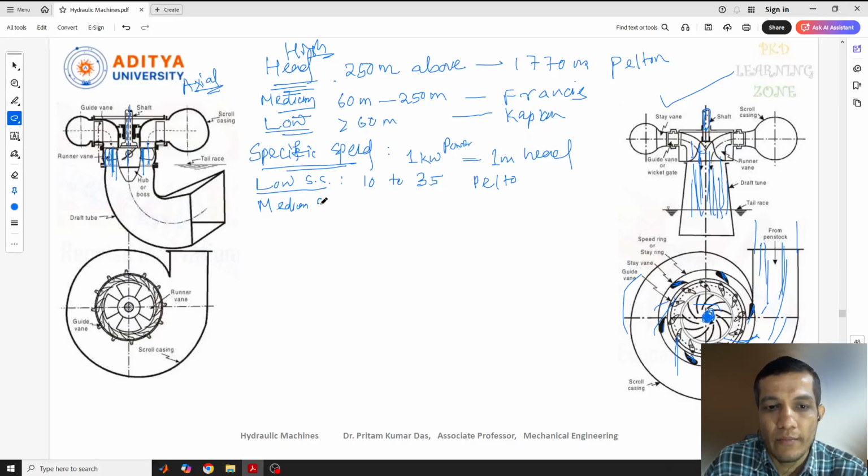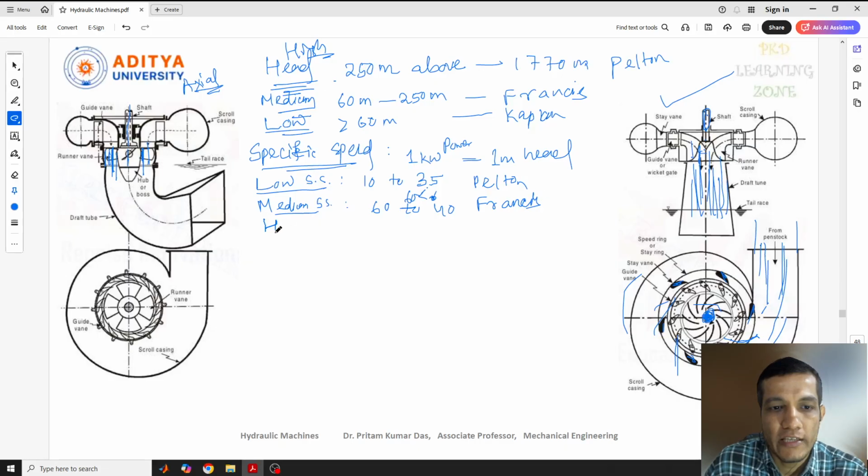And medium specific speed. Everyone has some range. For medium specific speed, the range is sometimes called up to 60 also, so the value up to 60 can be considered. Medium specific speed should be 60 to 400, and the example of this is Francis.